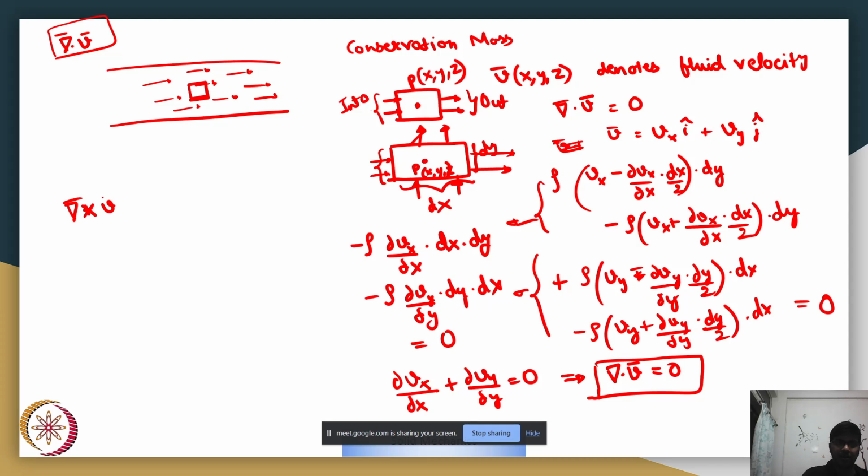and curl essentially tells you about rotation, like if your vector field is rotating about a particular point.